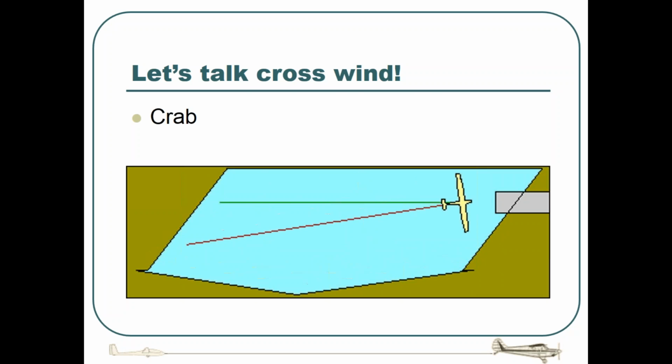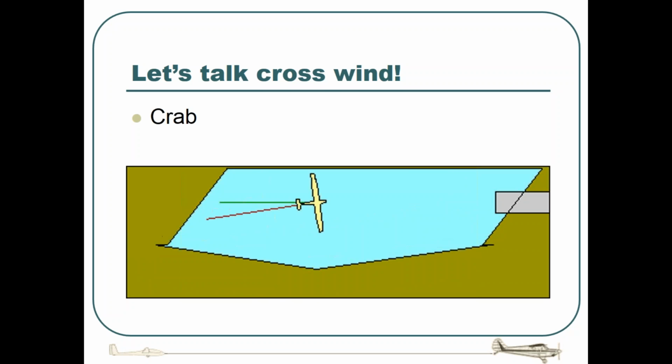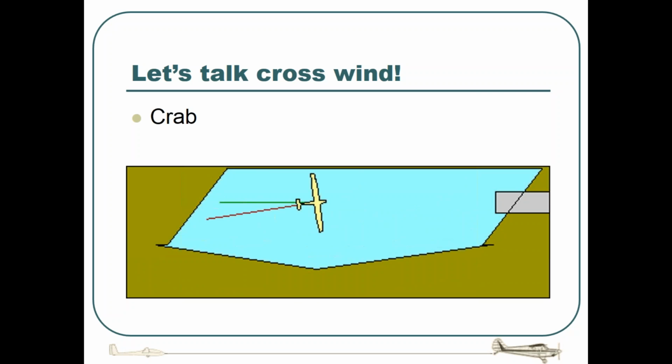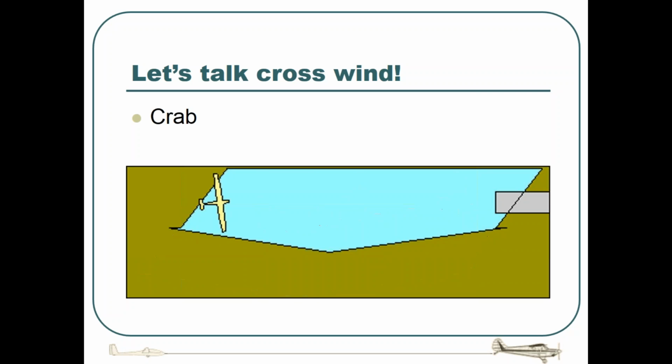So what we're going to do now to compensate for the wind coming from our left is point the airplane a little bit into the wind. We're going to turn and point the airplane a little bit to the left. So we're kind of going a little bit sideways through the air.